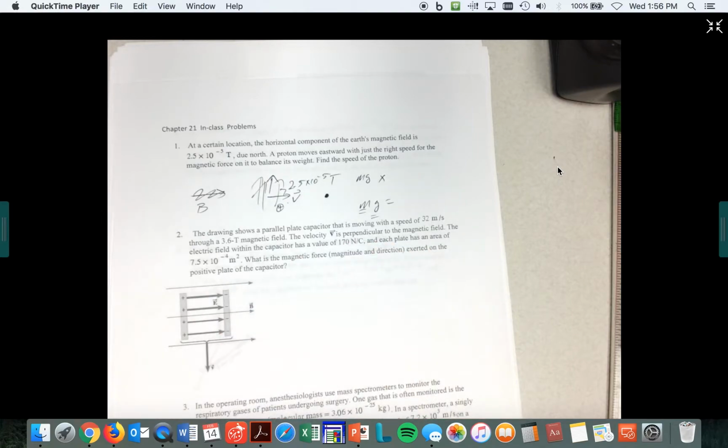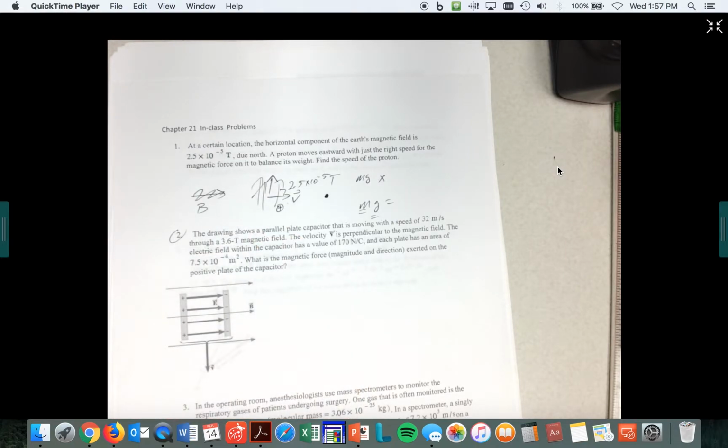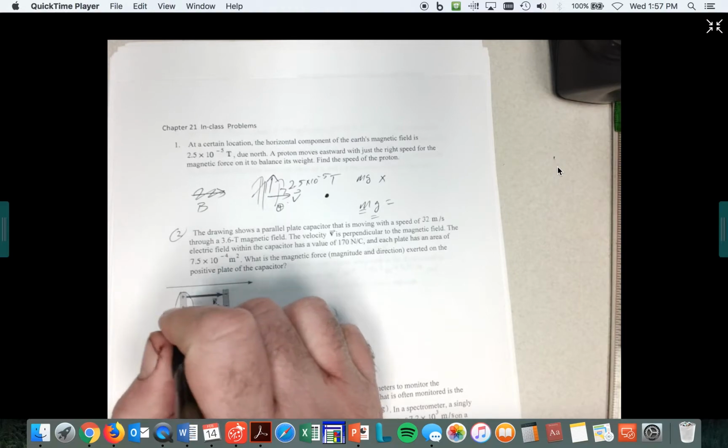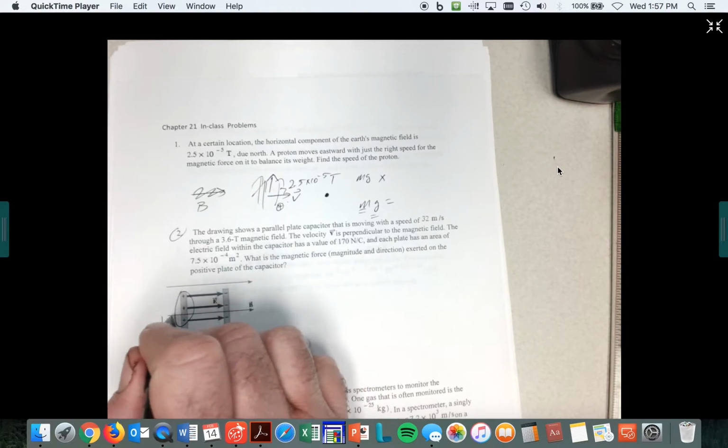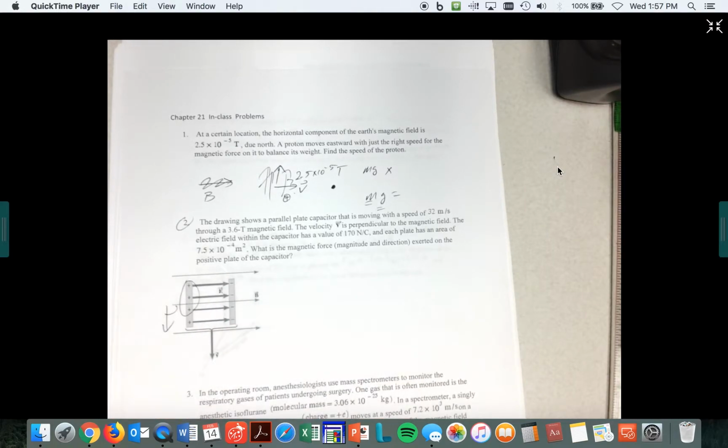Now this one's a bit trickier. I like this one because we have to think about it and talk about things. It says the drawing shows a parallel plate capacitor that is moving with a speed of 32 meters per second downward through a magnetic field. Notice the velocity vector is perpendicular, making a 90-degree angle with the field. We've got to figure out how much the charge is. What is the magnetic force exerted on the positive plate?